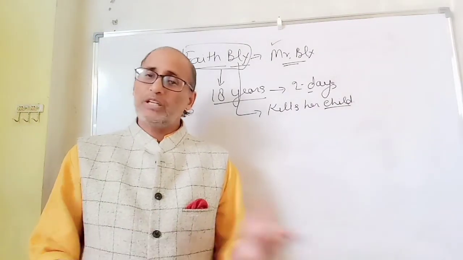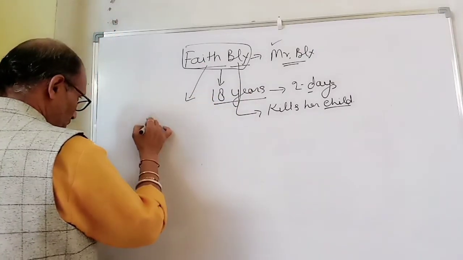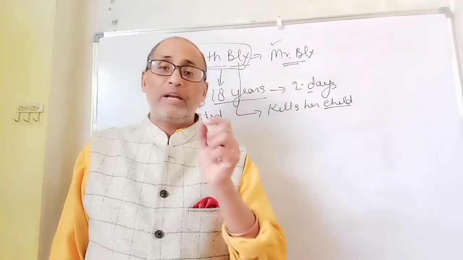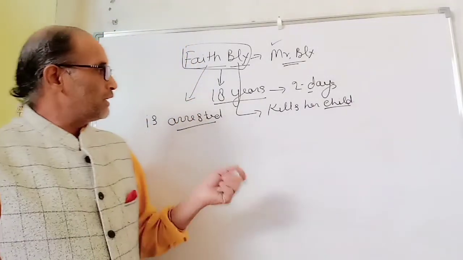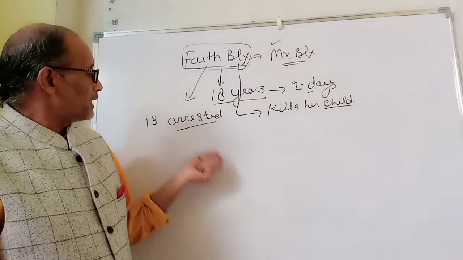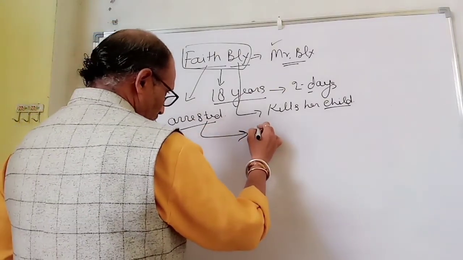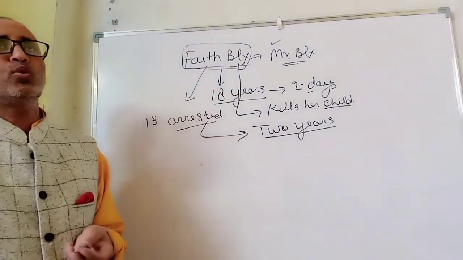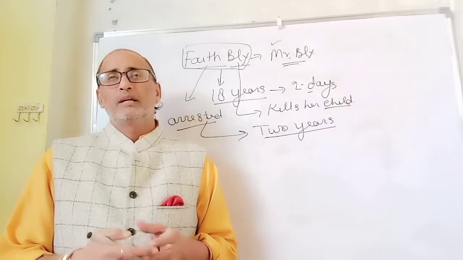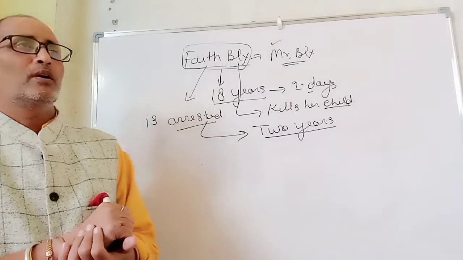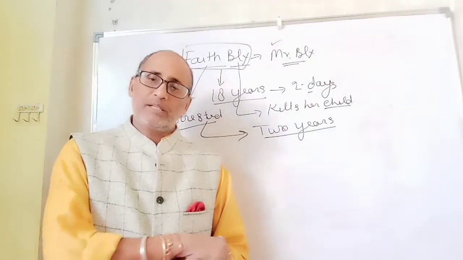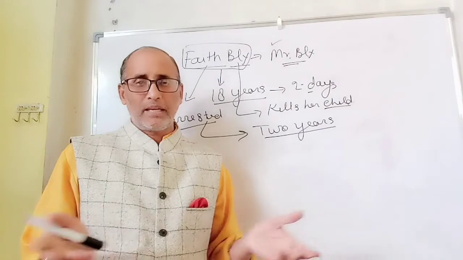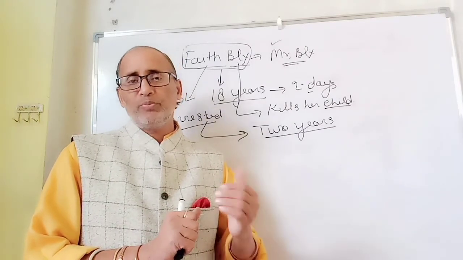Now what happens? She is arrested. Okay? Faith Bly is arrested. For what? She is arrested for infanticide because she has killed an infant. She is arrested and after that she is imprisoned for 2 years. Faith Bly has to go to prison for 2 years. She has to suffer a lot. After 2 years, when she is released from the prison, she doesn't go to the house of her father. She starts living alone. But again the problem before her is this: how to maintain herself.